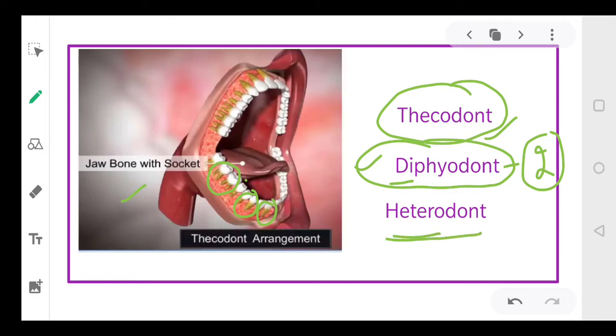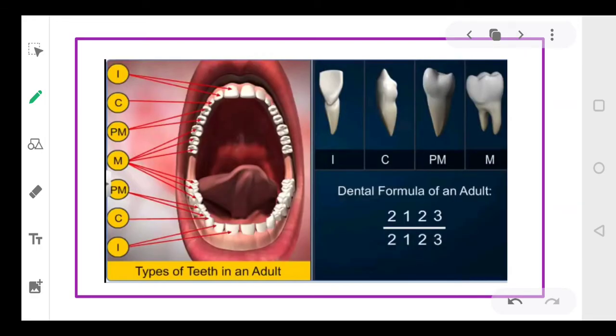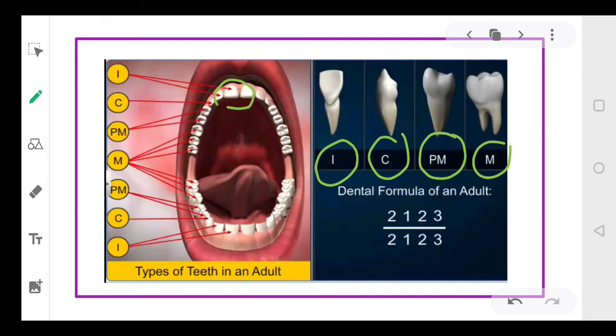Heterodont means, hetero means different. Our mouth has 4 different types of teeth. First is incisors, second is canines, third is premolars, and fourth is molars. We can easily see the arrangement. These front teeth are called incisors. Then the adjacent 2 teeth are canines. Then you have premolars, and then you have molars.